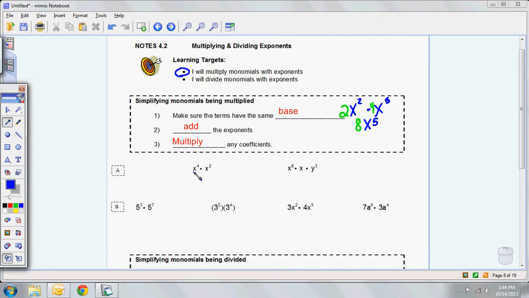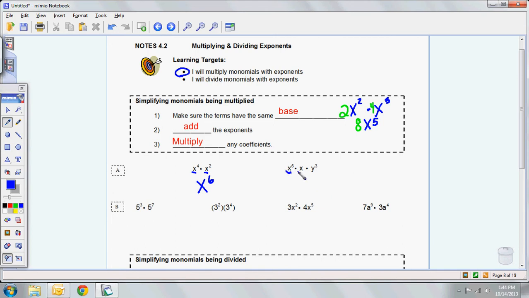So first thing I'm going to do, look for my bases. I have an x and an x, which means I have the same base. So I'm going to write down my base. And to simplify this, I'm just going to add those exponents, so I'd get x to the sixth. It's nice and simplified.